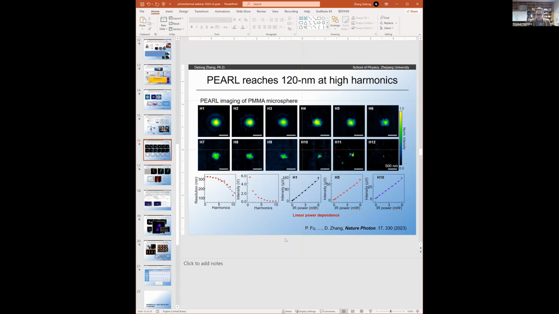In this case, if you have linear power dependence, then you can use a lower excitation energy and still have a reasonably good signal. If that makes sense, that answers the question. Thanks.